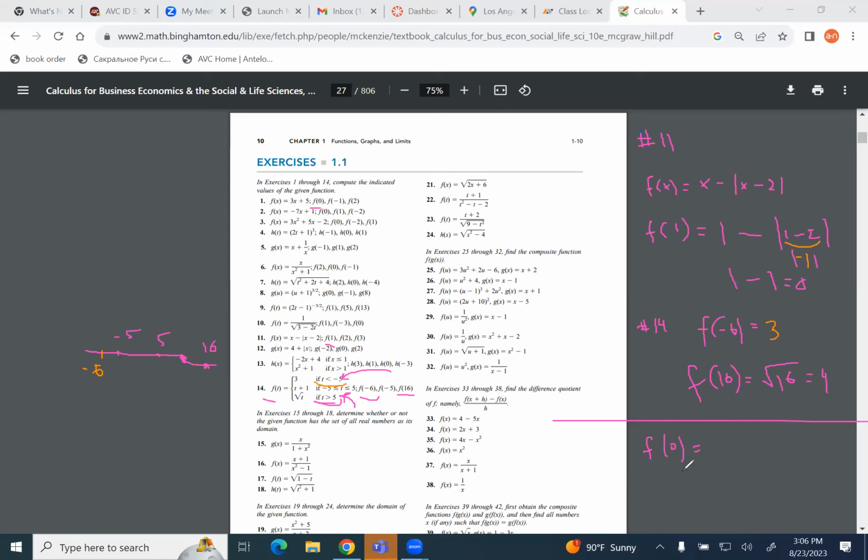So I asked you in exercise 1, for this function, 3x plus 5, to put 0 instead of x. Okay. So just plug in 0 just like that and see what comes out. And what comes out is just number 5.